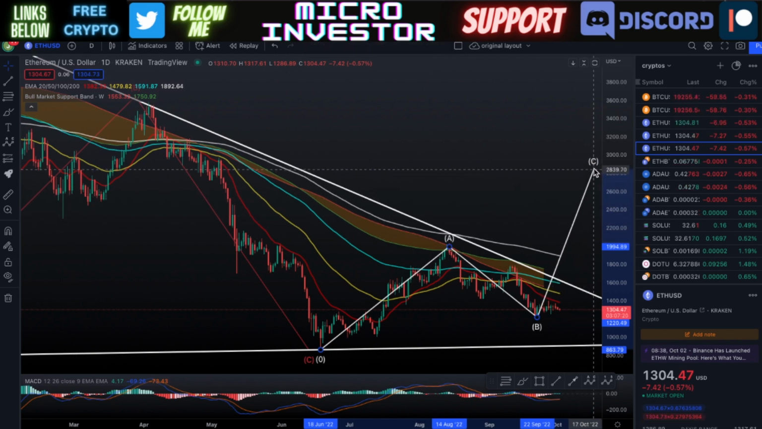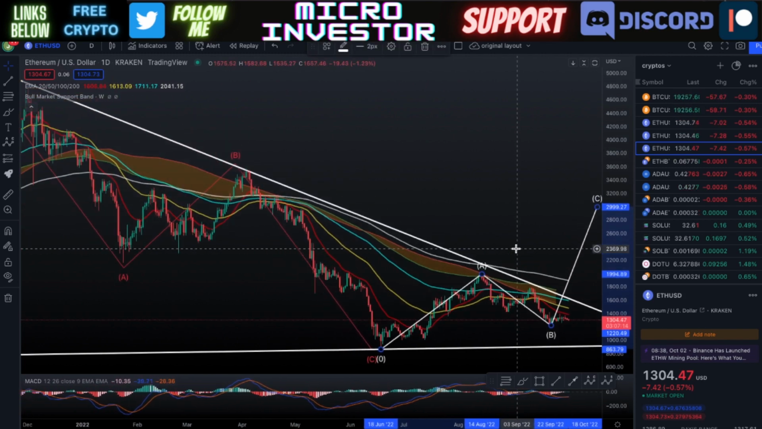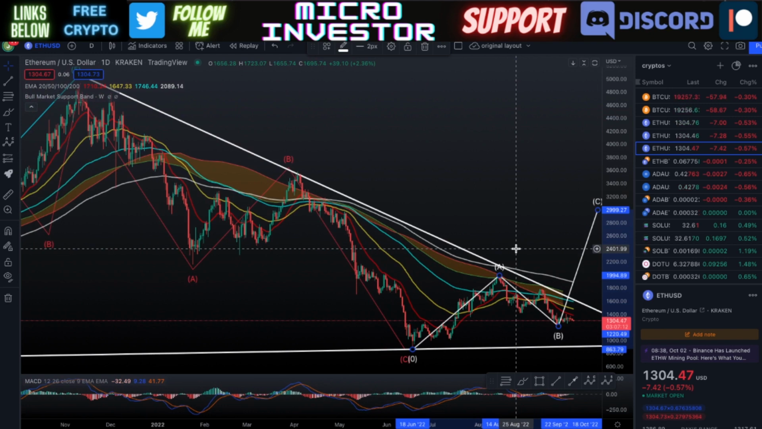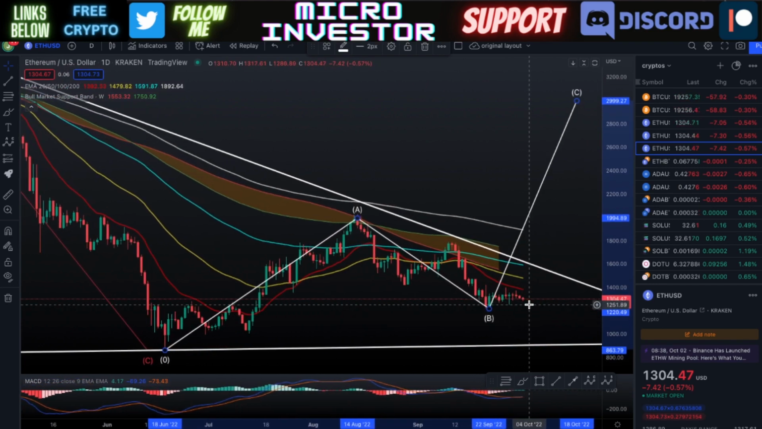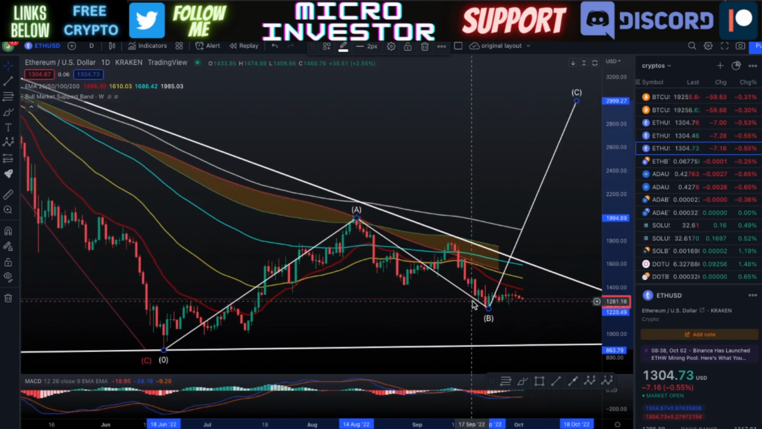I'm actually so bullish on Ethereum. I think that we're going to be seeing this price pump all the way to $3,000. So this is what I'm thinking right now. I'm thinking that this play is going to come at any time. And it's really important to really look at this consolidation here.